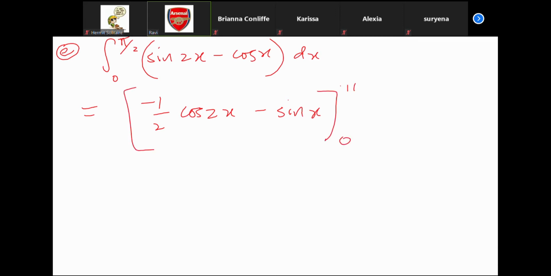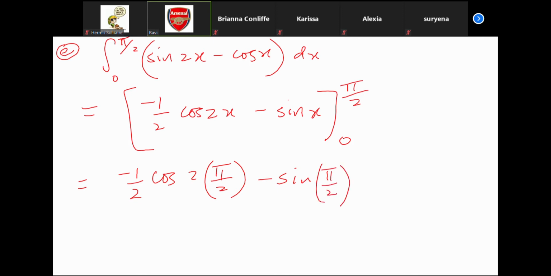If you're not following at any stage, just unmute your microphone and say, I'm not following. This is minus a half cos 2 pi on 2 minus sine pi on 2. You're plugging in the upper limit first, substituting the upper limit, minus the lower limit, which would be minus a half cos of 0 minus sine 0.